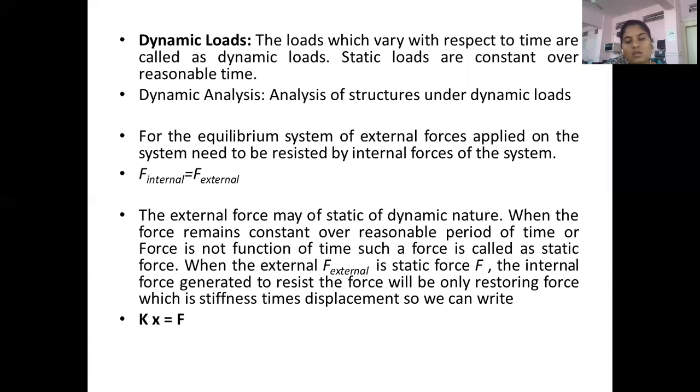which is stiffness times displacement. So we can write F is equal to K into X. Okay.